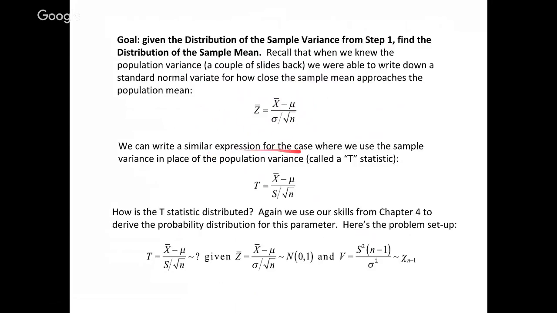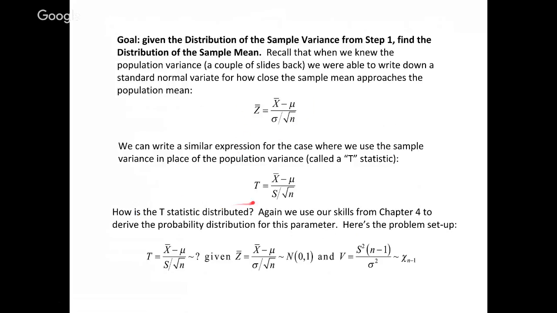We can write a similar expression for the case where we use the sample variance in place of the population variance, and we're going to call that a t statistic. So basically, we replace the population standard deviation, or the square root of the variance, with the sample standard deviation, S. And we're going to call this the t statistic, just like we might have called the other a z statistic or a z-score.